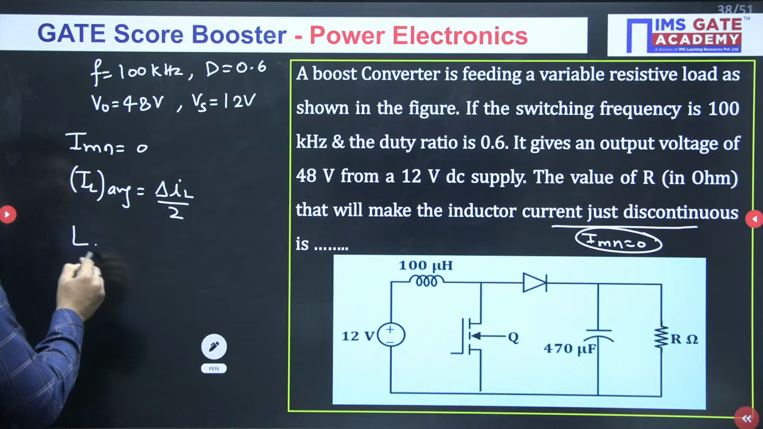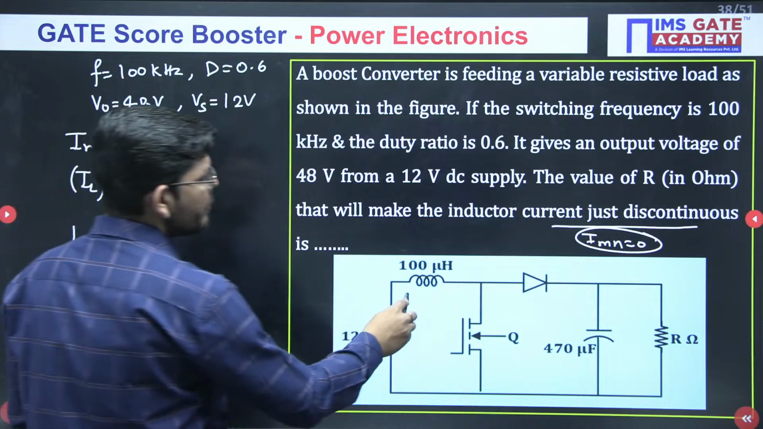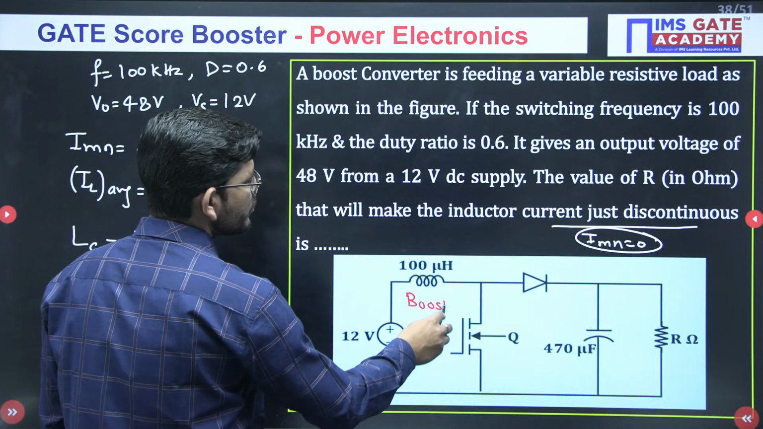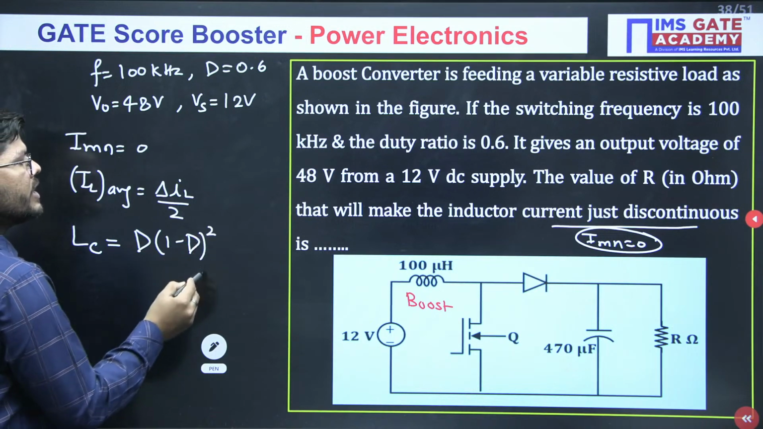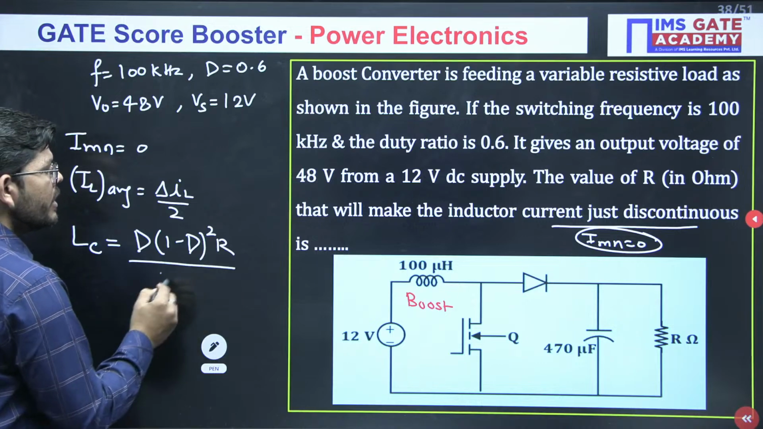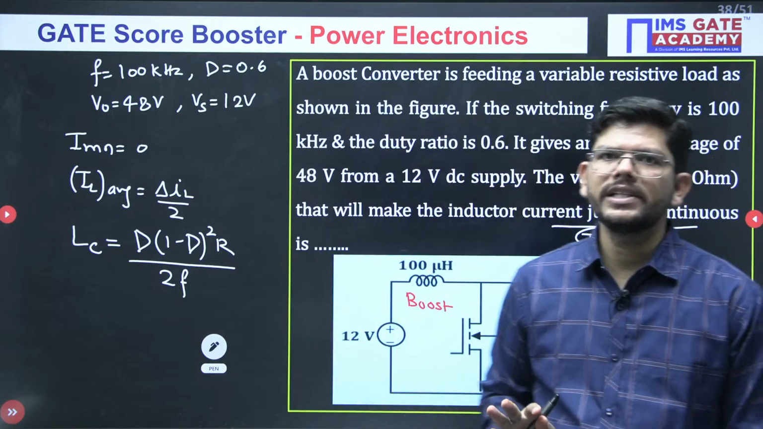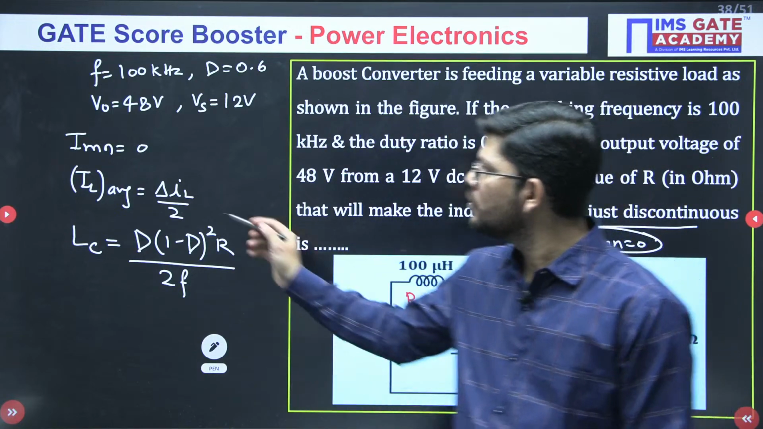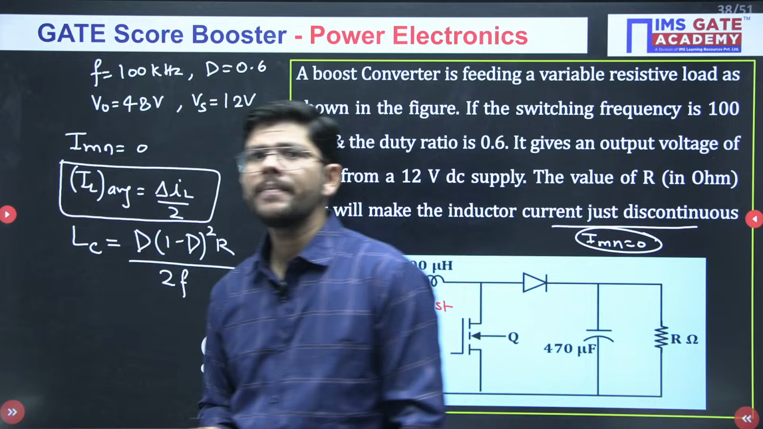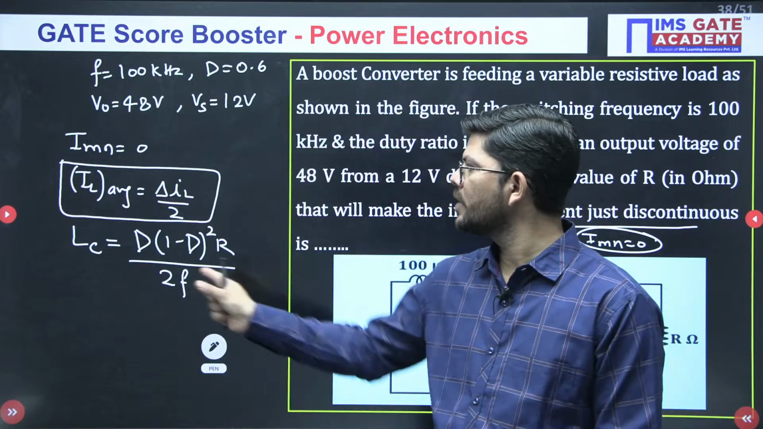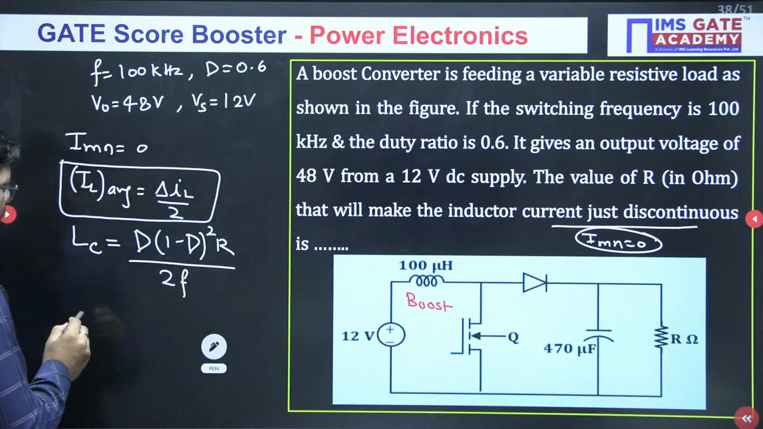Now, when you apply this condition, you will get the value of critical inductance. And the converter we have is the boost converter. So in the case of the boost converter, the value of critical inductance is D into (1 minus D) square R by 2F. One way is to memorize the formula of LC for each converter. The other way is to remember this condition, which gives the value of LC. If you remember this condition, you can get the expression for LC. Now, from here, what will be the value of R?